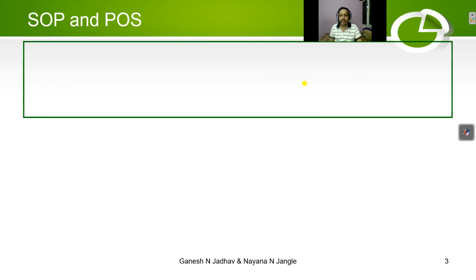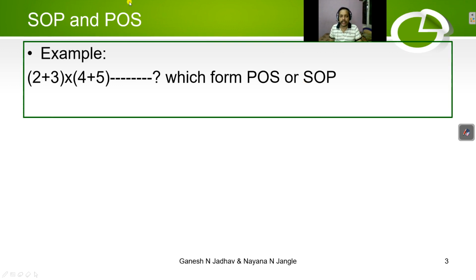Before proceeding further, let's understand what is a SOP and what is a POS. Here I am quoting two examples in front of you. In this first example, it is 2 plus 3 into 4 plus 5. Is this the POS form or SOP form? Means, is this the product of sums or sum of products? We have to recognize the type of this equation.